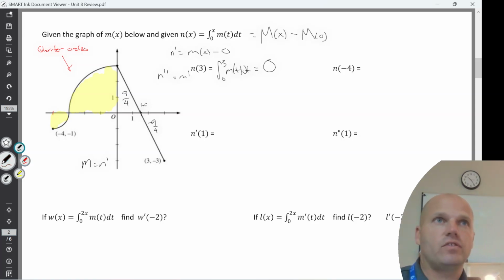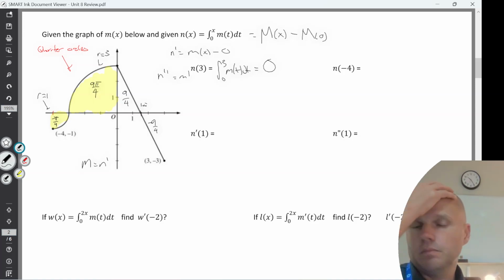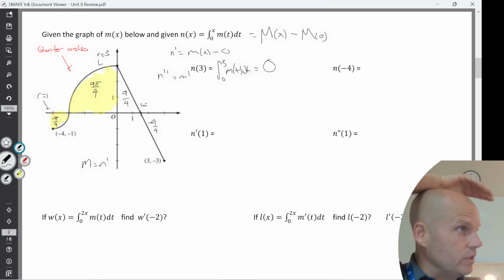Just because you're curved doesn't mean you're circular. This is a quarter of a pi r squared with an r of 1. This is a quarter of a pi r squared, which is an r of 3. So this is 9 pi over 4. These are fun problems. 3.5 times a half is 3/4 times 3 is 9/4.